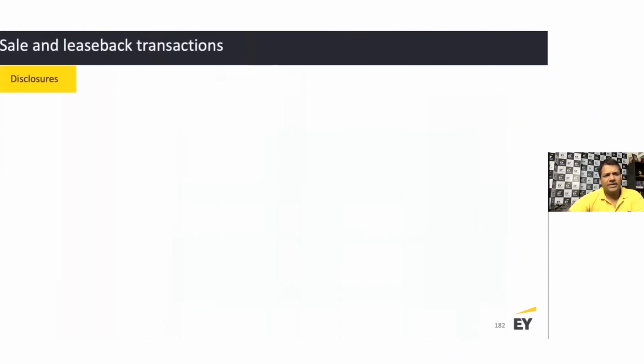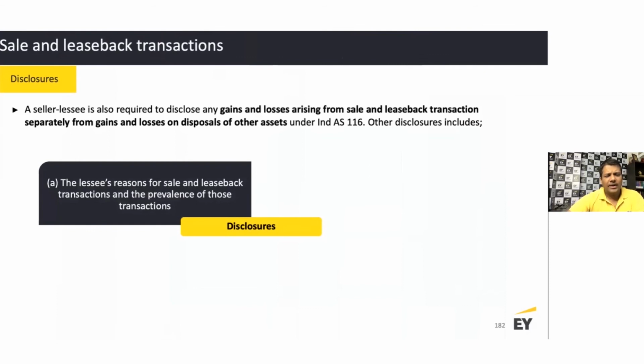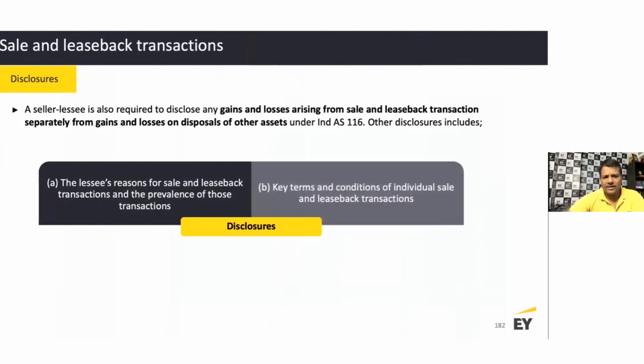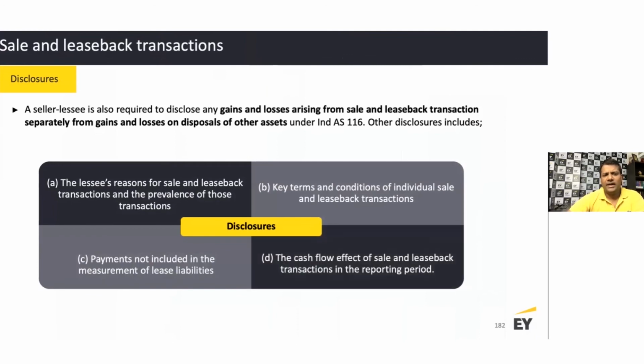So in a sale and lease back, again, I need to disclose how much is the gain and loss, and then the reason for sale and lease back, the terms and conditions, and the payments not included, and then the cash flow effect of sale and lease back. All of that is what I need to disclose.